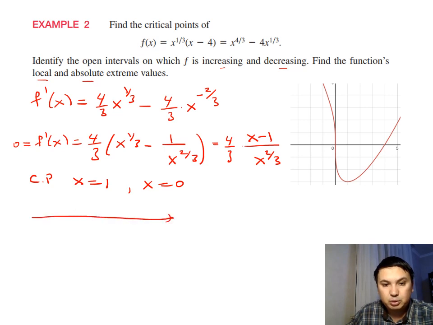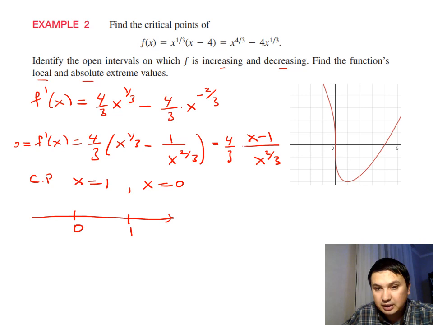Great. So let's plot the points 0 and 1, and let's see where my derivative is positive or negative. What happens if x is less than 0? If x is less than 0, my x minus 1 becomes less than 0, but the denominator x to the 2 over 3 means the cube root of x squared. So the denominator is always positive. So the sign is determined by x minus 1, right? So here it's negative.